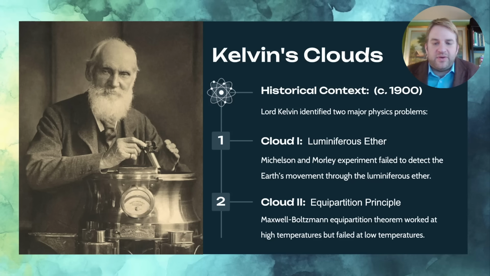The second cloud concerns something called the equipartition principle. The Maxwell-Boltzmann equipartition theorem was used to carry out certain calculations in thermodynamics, predicting things like the heat capacities of solids. It worked at high temperatures but failed miserably at low temperatures, and the question remained: what was wrong with the equipartition principle, which Kelvin himself did not trust?